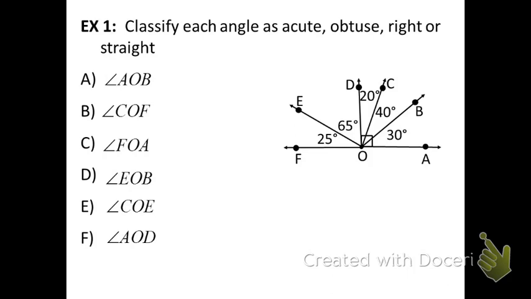Example 1 says to classify each angle as acute, obtuse, right, or straight. So we look at AOB. It says that it is 30 degrees, so we know because it's less than 90 that it is acute. Okay, the next one is COF. We can see here that it passes 90, and if you're not sure, you could add all these values up. 25 and 65 add to give you 90 plus 20 is more than 90. It's 110. And we would say this is obtuse.